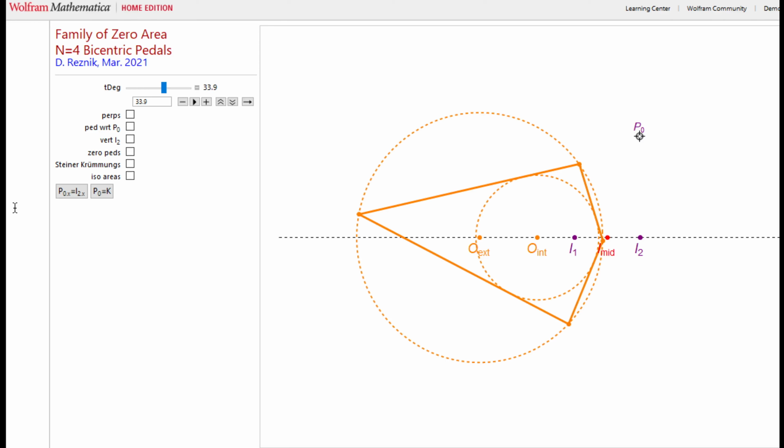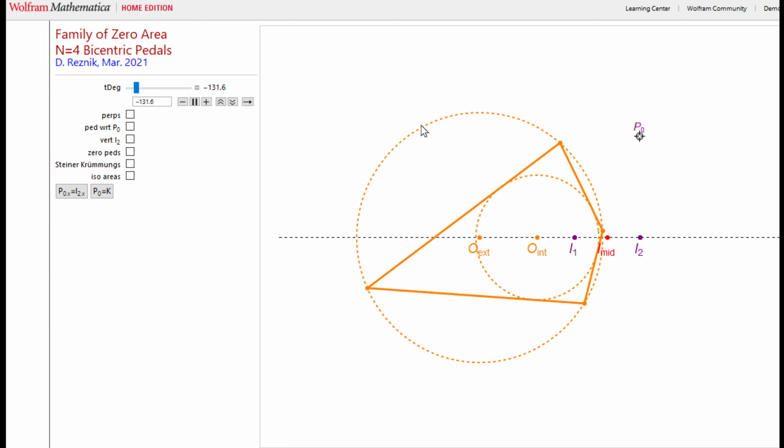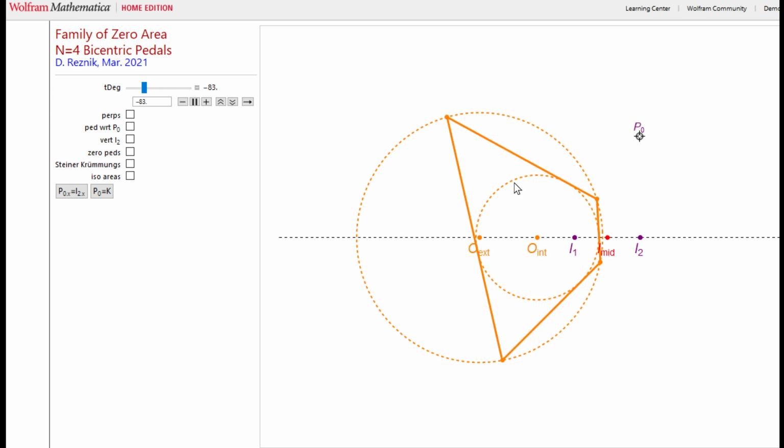Hello, so this video is about a really interesting property of the family of n equals 4 bicentric polygons. So what are bicentric polygons? You're looking at them here. They are these orange polygons that are interscribed, meaning simultaneously inscribed in an outer circle and circumscribed about an inner one.